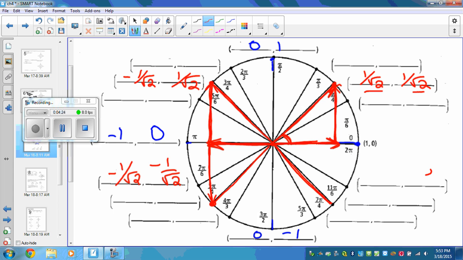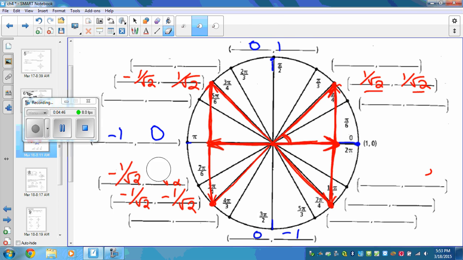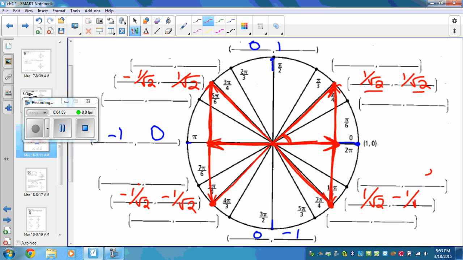Now I'm looking at this point right here. This is made up of a positive x and a negative y. Oh, I wrote this in the wrong spot here. -1 over root 2, -1 over root 2. That was my own mistake, sorry. So here I have a positive x, I just said, 1 over root 2, and a negative y.